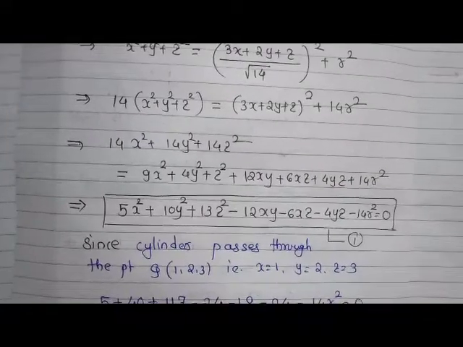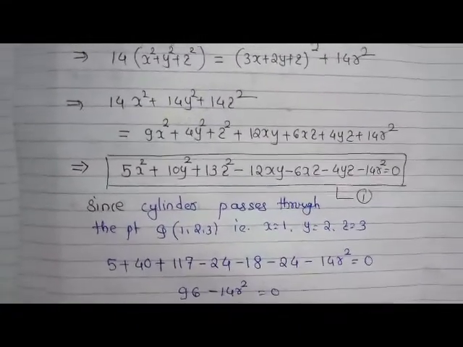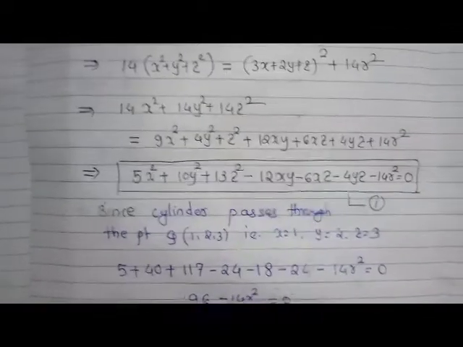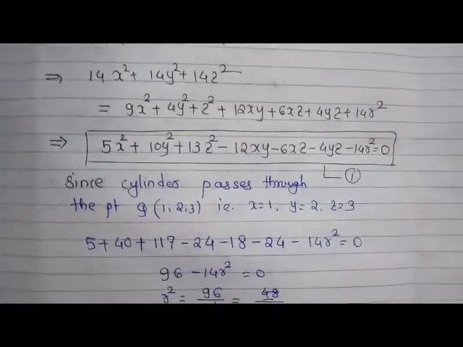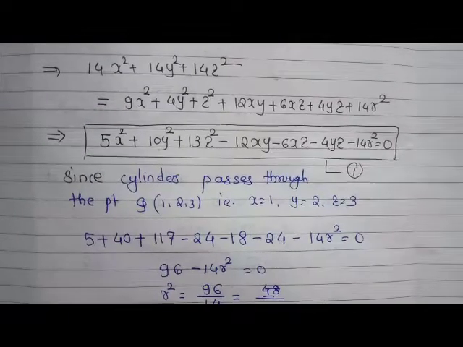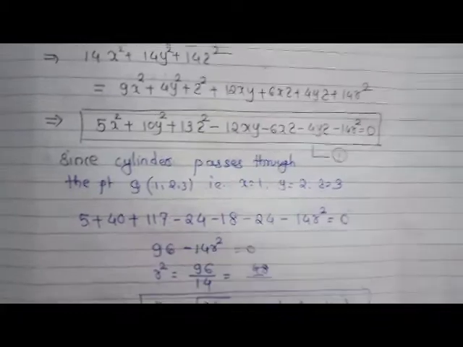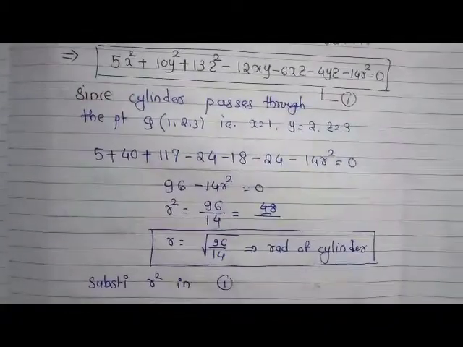So till now we don't know the radius of the cylinder, and in the next step we want to find it. This is the equation of the cylinder, but we know one point on the cylinder, that is Q(1, 2, 3). So x equals 1, y equals 2, z equals 3. These values are substituted and r square is obtained, that is 96 divided by 14.